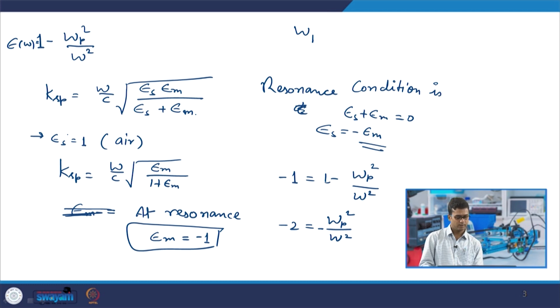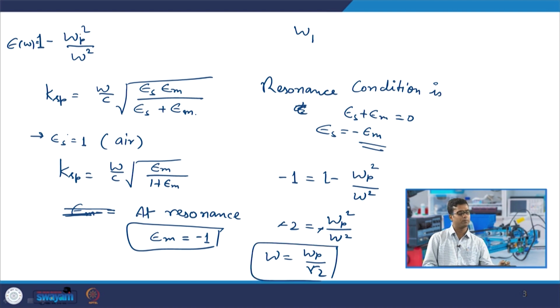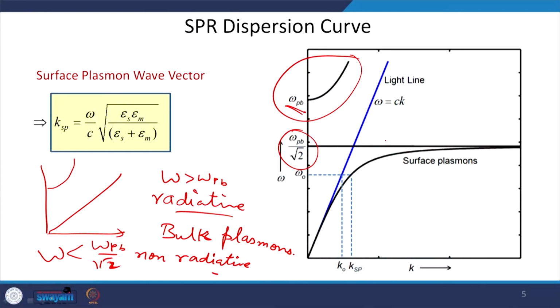If you take it here, the minus minus cancels out, and you will have omega is equal to omega p by root 2. So, basically we have omega p b, b for bulk, because we will discuss nanoparticles also, so we have changed it to omega p b. So, you have omega is equal to omega p b by root 2. This is the asymptotic value. For these asymptotic values only can you have surface plasmon excitations.